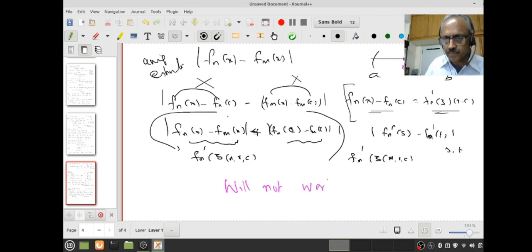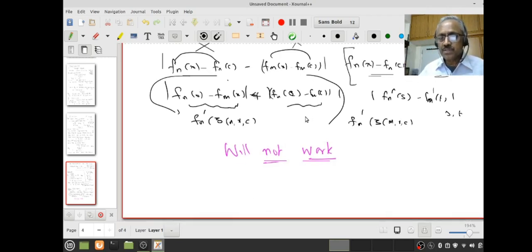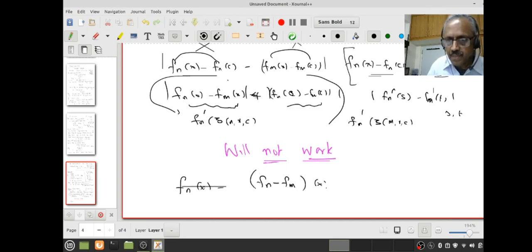So what do I do? So the trouble was, when I applied mean value theorem to fn(x) minus fn(c) and fm(x) minus fm(c), I get some s and t's, and they may be distinct, fn dash of s minus fm dash of t. Then I can't use uniform Cauchy. So what is the trick? The trick is very easy. That is, now look at, let me write it like this, (fn minus fm)(x) minus (fn minus fm)(c). You understand this?